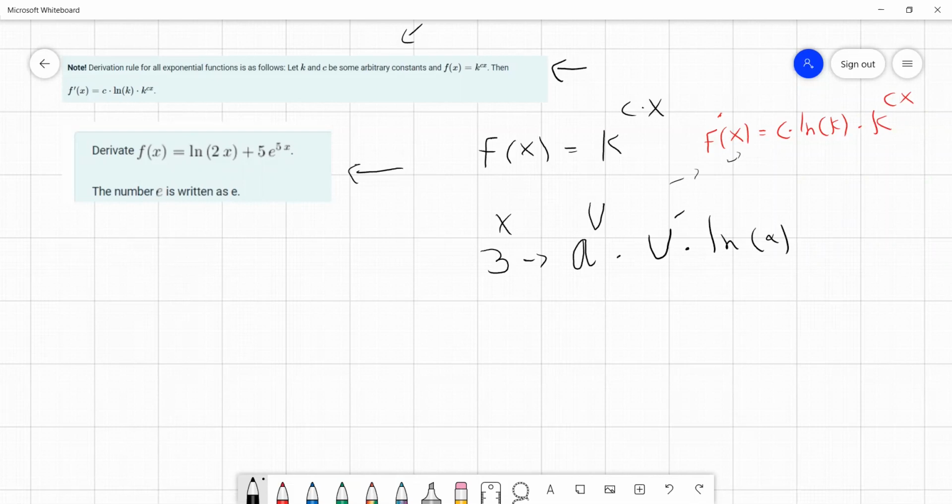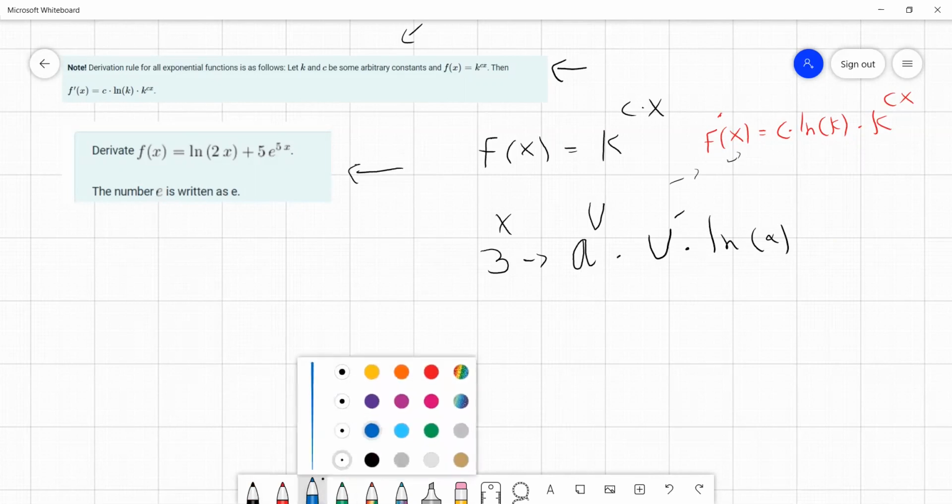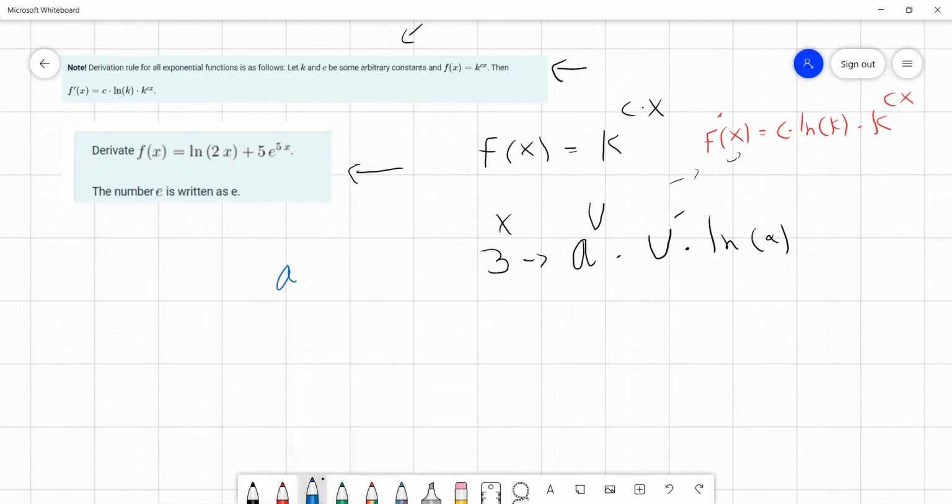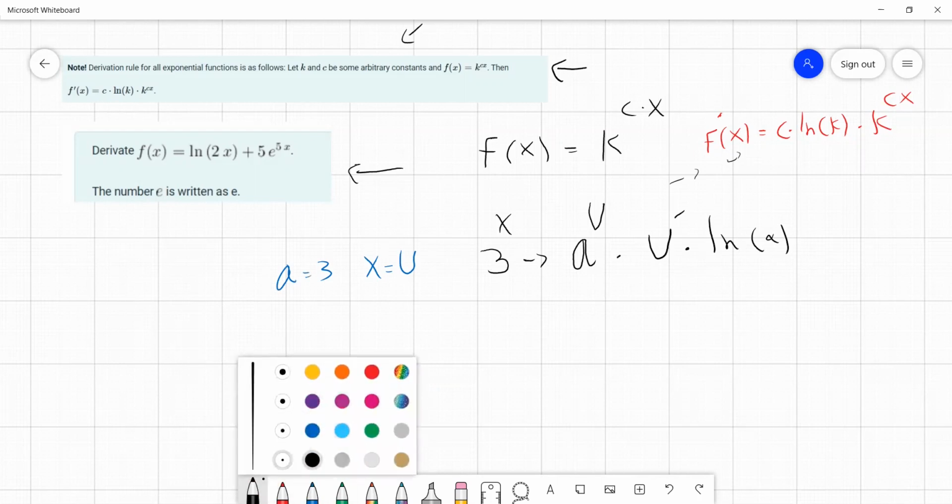Now this looks a lot more familiar. Let's define what a and u are here. So a would be the base that you have. Let's write that in blue. So our base is 3, and the exponent would be u. So our x equals u. Let's differentiate this example, and then let's go to the original example.